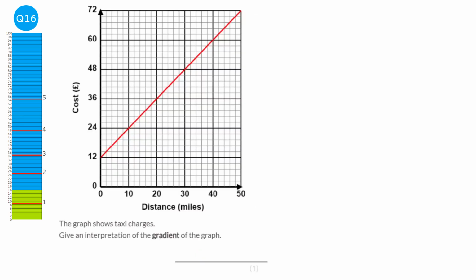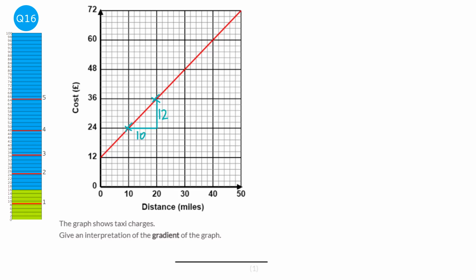So we've got to first of all find out what the gradient is for our graph. So we're just going to pick 2 points and draw a triangle between them. So I'm just going to pick this point here and this point here. And there's no reason I picked those. Just picked those at random. And we look at how far it's gone across. So it's gone across 10. How far it's gone up. So it's gone from 24 to 36. So it's gone 12 up.